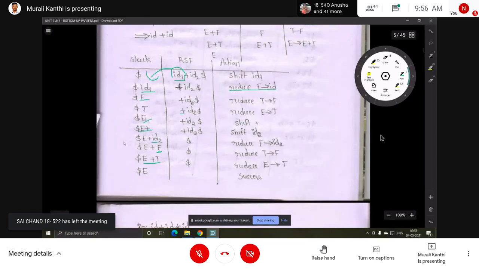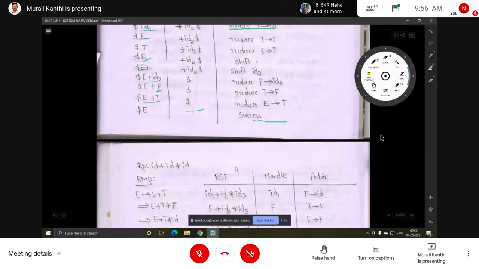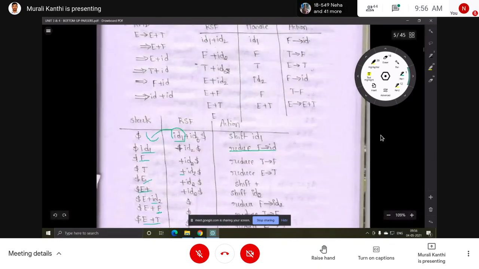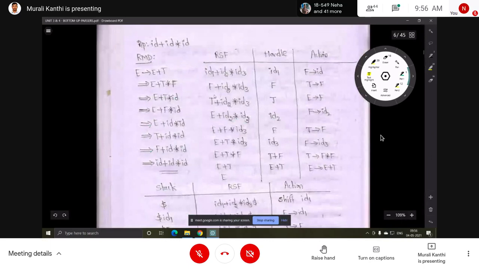In the stack the starting symbol is there, and the input buffer is also empty. So now it is going to announce success. The given input string is accepted. For the other string also, we will get the same thing.